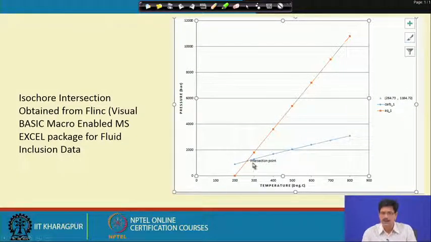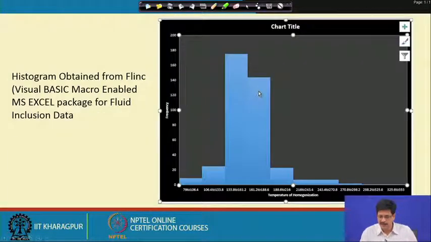This is how we deduce the pressure temperature path of evolution in a fluid, whether it is in a mineralizing system or in any other crustal environment like metamorphism or deformation. If we get several such intersections corresponding to coeval inclusion pairs, then we can have these values. Once these are the Microsoft Excel generated graphs, they could always be customized depending on the user's requirement. This is an example of how a histogram is generated.